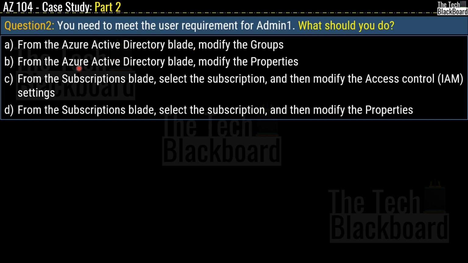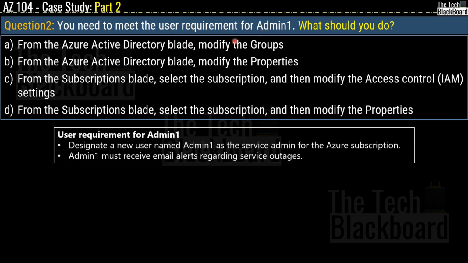Second option is from the Azure Active Directory blade, modify the properties. The third option is from the subscription blade, select the subscription and then modify the access control setting. The fourth option is from the subscription blade, select the subscription and then modify the properties. And before I tell you the correct answer, let's see which user requirement are we talking about.